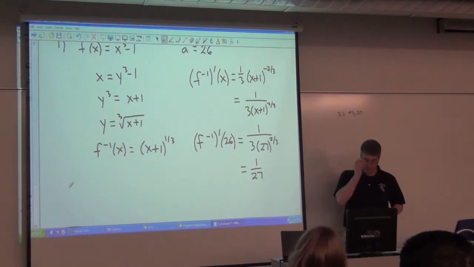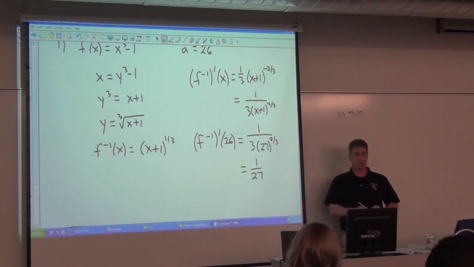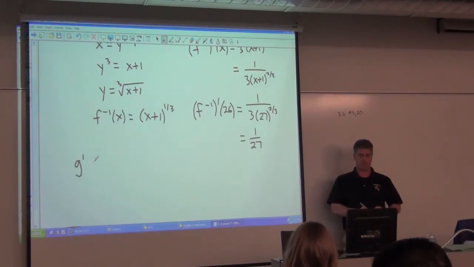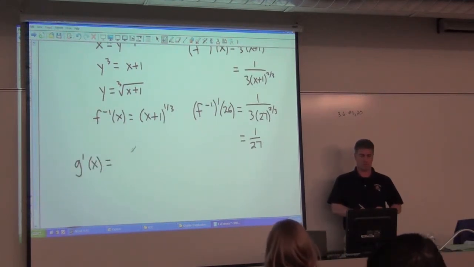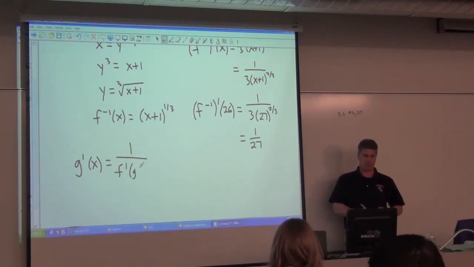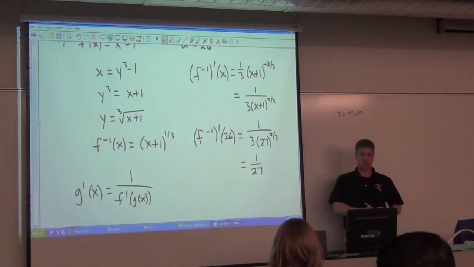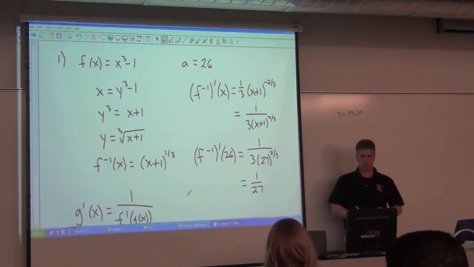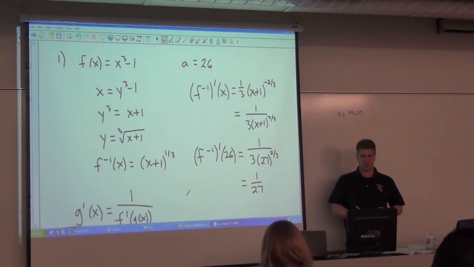Hey, real quick, I did it a different way. I still got the right answer. So what I did was, I plugged the 27 into the inverse without taking the derivative of the inverse. You plug 27 into the inverse, you get 3. And then I plugged the 3 into the derivative of the function.